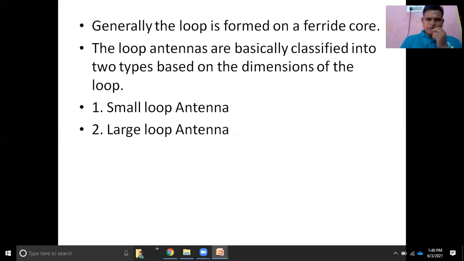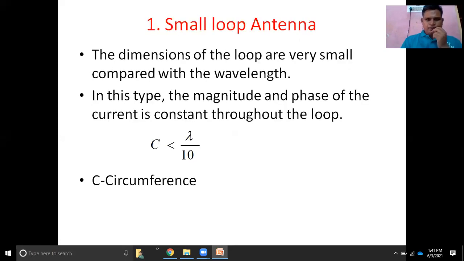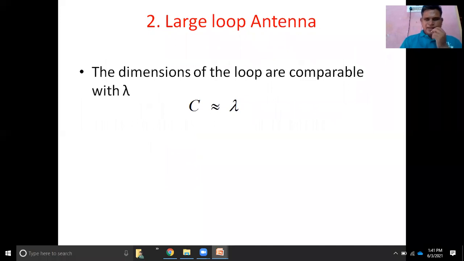Loop antennas are broadly classified into two types: small loop antenna and large loop antenna. Based on the circumference of the loop, if the circumference is less than lambda by 10, the antennas are called small loop antennas. If it is greater than lambda by 10, or approximately the circumference of the loop antenna is equal to lambda, the antennas are called large loop antennas. In our course, we are studying the small loop antennas.